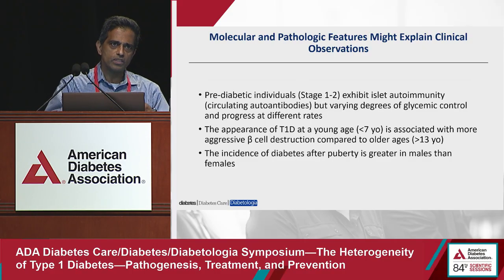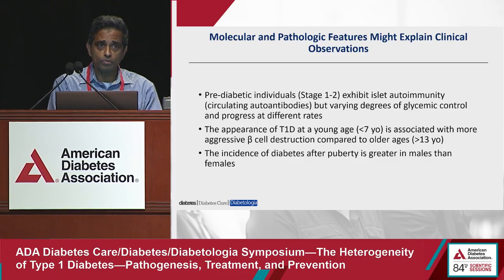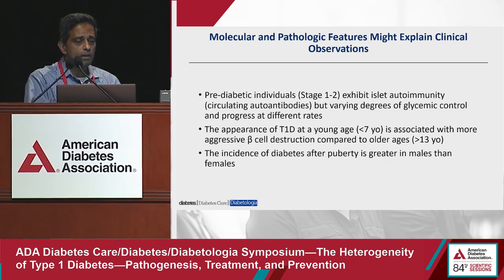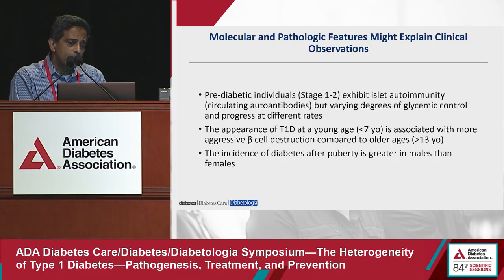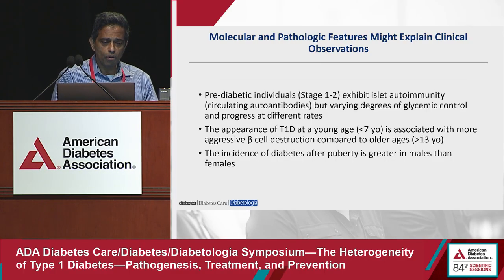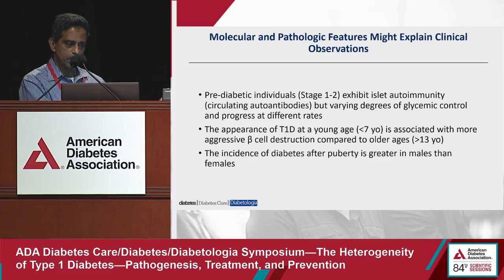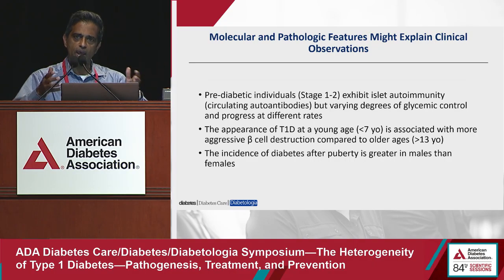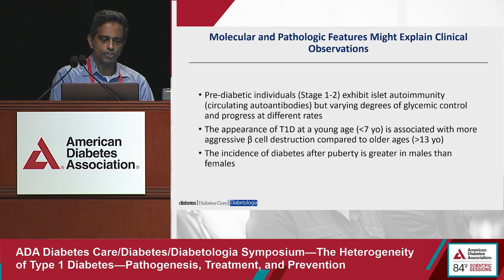So let's think about some of the things that we know about type 1 diabetes. Pre-diabetic individuals, whom we consider on our staging scheme as stage 1 and 2, we know exhibit islet autoimmunity because they have circulating autoantibodies, but they exhibit varying degrees of glycemic control that progress at different rates. So could pathologic or molecular heterogeneity explain that?